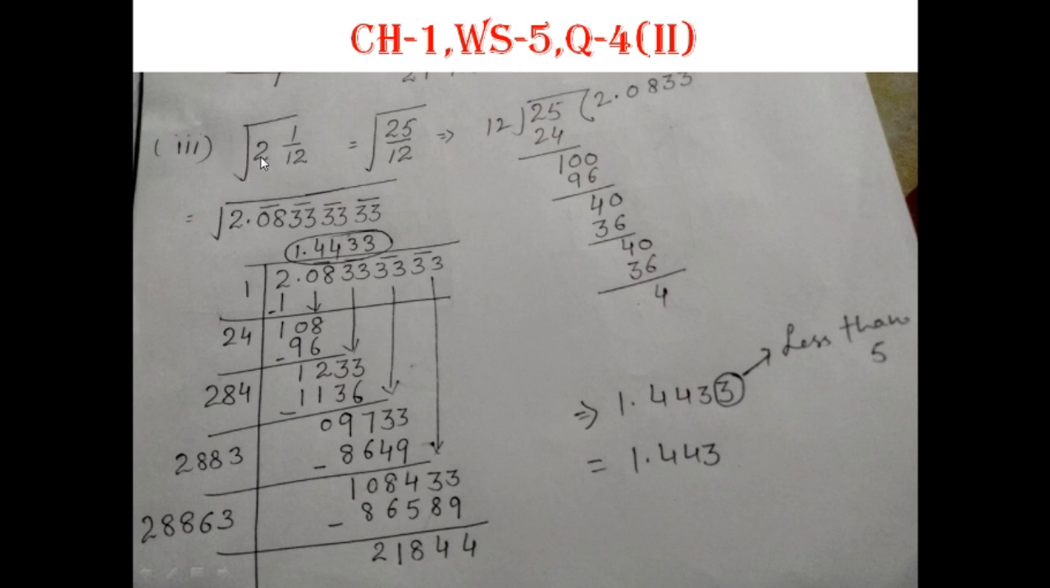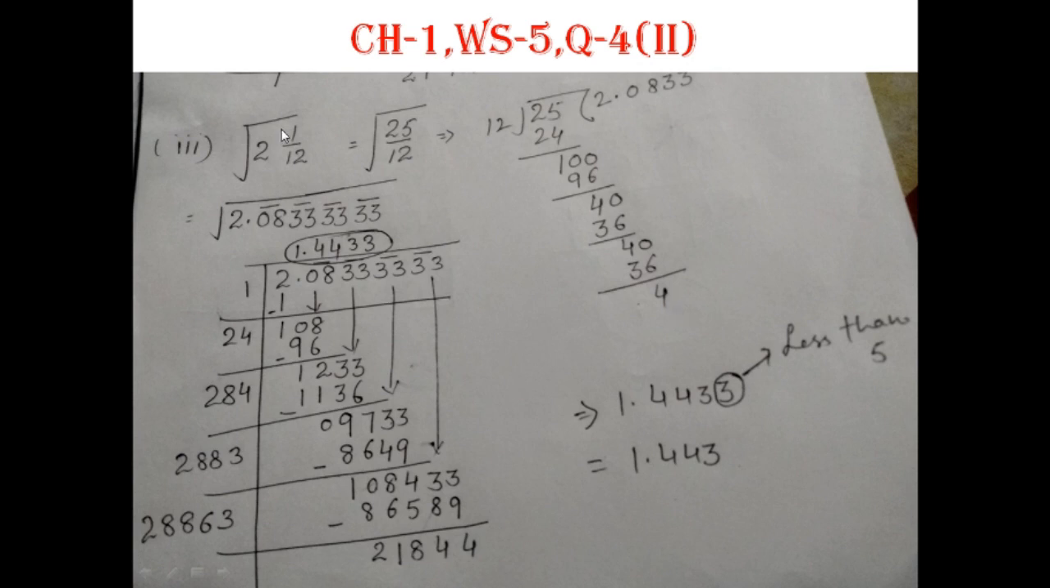Now let's solve the next question. Square root of this mixed number. First of all, you will change this mixed number into an improper fraction. You will multiply 12 by 2, it is 24, then add 1, it will become 25 by 12. When you divide 25 by 12, you will get this number 2.0833 and so on. Let's see here, it is a repeating decimal number.